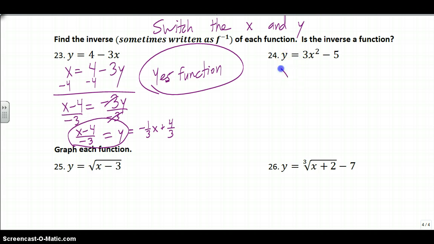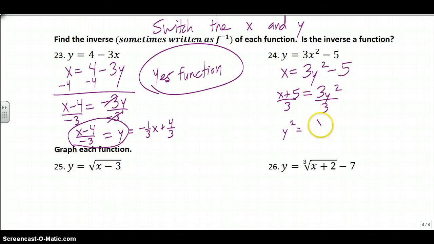Number 24, let's see, x equals 3y squared minus 5. Switch the x and y. Add 5. Divide everything by 3. So y squared, and I'm going to write y squared over here, is equal to x plus 5 over 3. And then you have to take the square root. Well, that should signal some alarms. Whoop, whoop. You get plus or minus the square root of all that.